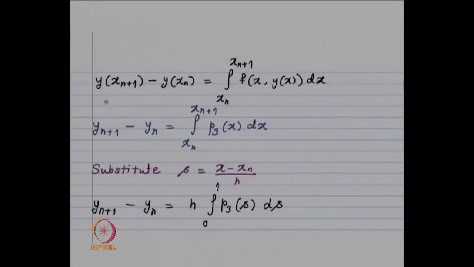So, we have y x n plus 1 minus y x n equal to the integral x n to x n plus 1 f of x, y x dx. This we are going to replace by y n plus 1 minus y n equal to the integral x n to x n plus 1 p 3 x dx. If I make a change of variable here as s equal to x minus x n by h, then I get y n plus 1 minus y n to be h times the integral 0 to 1 p 3 s ds.